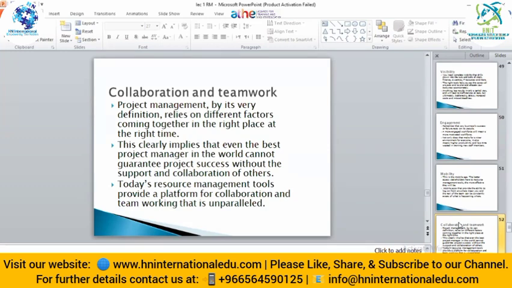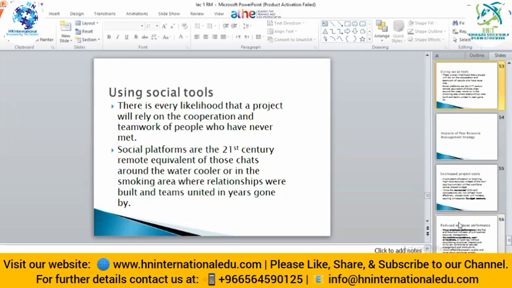Project management by its very definition relies on different factors coming together in the right place at the right time. But it is clear that even the best project manager in the world cannot guarantee project success without the support and collaboration of other team members. Today's resource management tools provide a platform for collaboration and team working that is unparalleled. So we have to work on the environment so all the persons can do their work well.